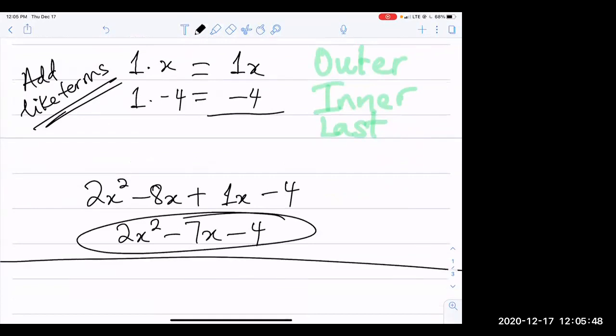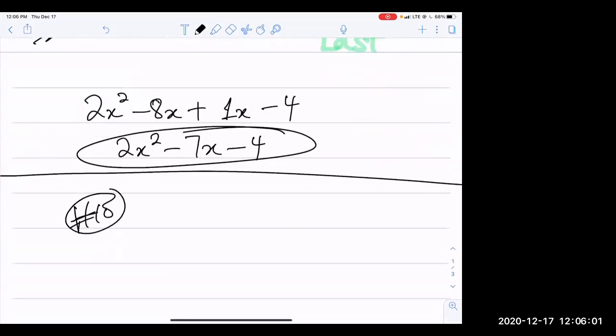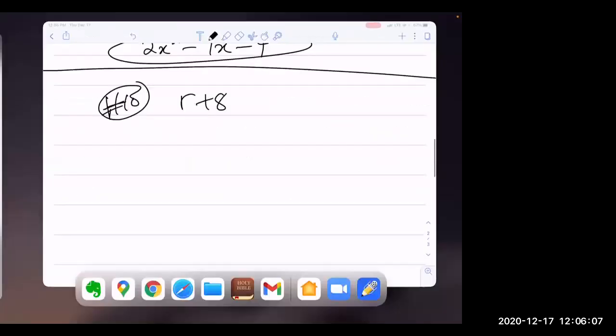So we use either the FOIL approach when we're dealing with binomials, or we use the distributive property. So this has given us a few examples to work with. The last example I'll give for now is number 10. For number 10, we have r plus 8. Give me one second here.